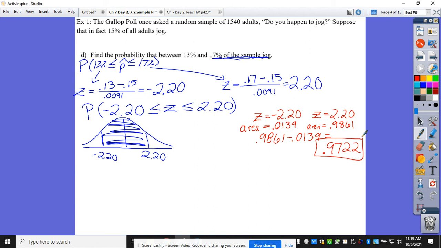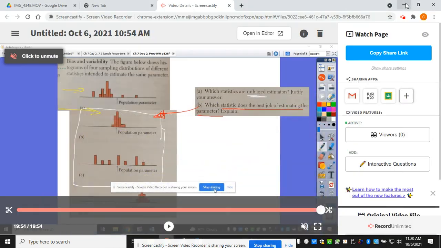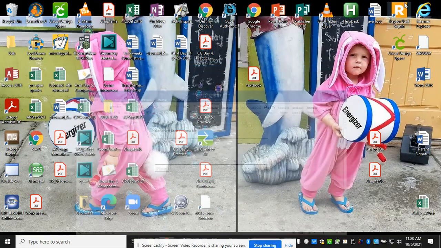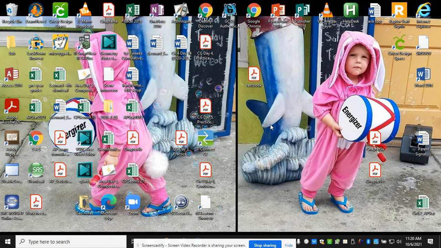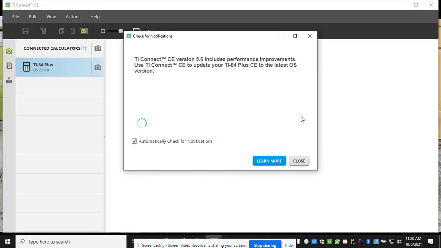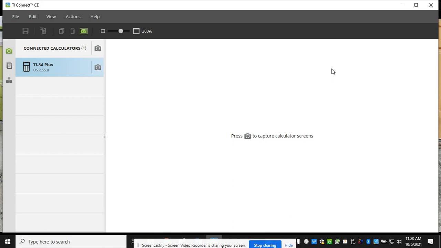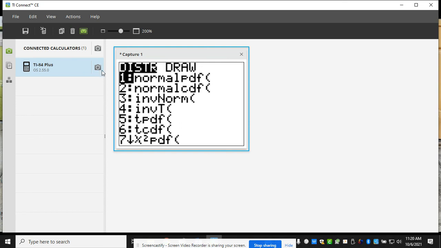I showed you this once and said you can use it if you want to, but you don't have to. And then we went straight into the test, and I don't think most people used it, and then they forgot about this. So I want to show you again. In your calculator, go to second distribution. What is the first thing that's there? Things that start with what? Normal. We don't use normal PDF. We only use normal CDF.